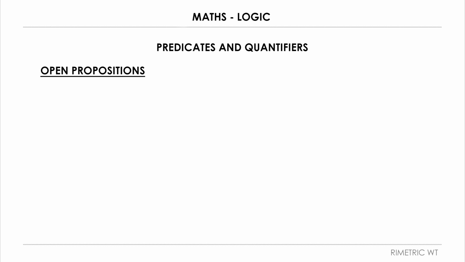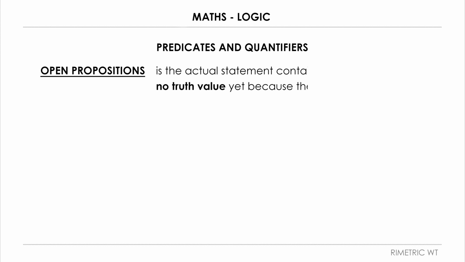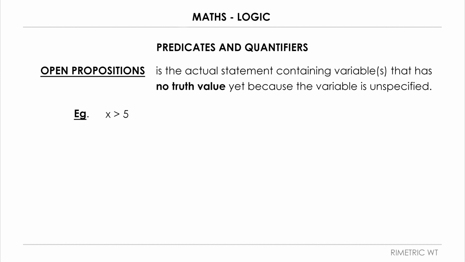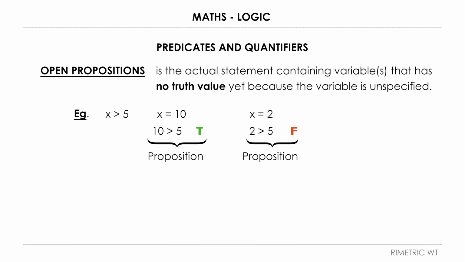An open proposition or open sentence is a statement containing a variable that has no truth value yet because the variable is unspecified. By substituting a value for the variable, we can turn an open proposition into a proposition, since the variable's value will give the statement a truth value. For example, let's take our prior example. If I substitute x with 10, then the statement 10 greater than 5 becomes true, and it becomes a proposition. If I use 2, then 2 greater than 5 becomes false, which is also a proposition. So we just saw an open proposition being turned into a proposition by substituting a value into the variable.